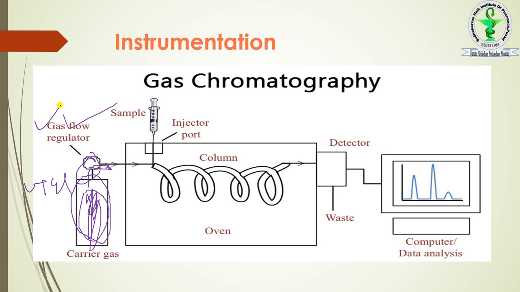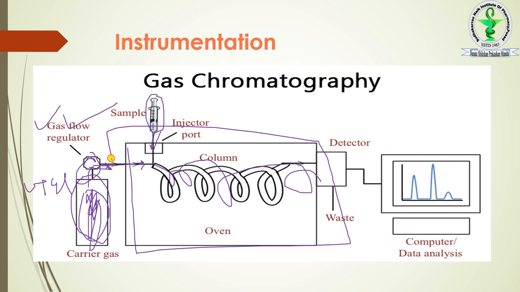ये regulator regulate करने का काम कौन करेगा? Gas flow regulator. Then here is an injection port. इंजेक्शन पोर्ट से हम क्या करेंगे? ऐसे सैंपल इसके अंदर पुट अप करेंगे, and here from this direction, whatever the carrier gas is there, that carrier gas comes from this side. And here is a column, इसको हम बोलते हैं कॉलम, और यहाँ पे क्या है?